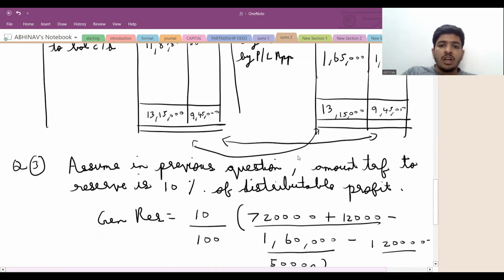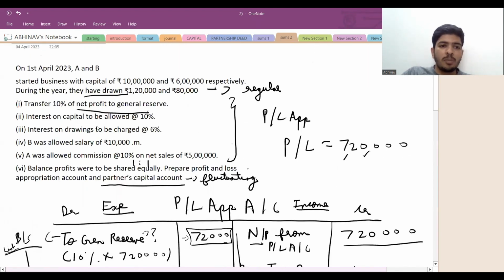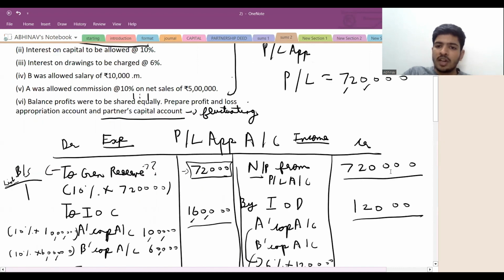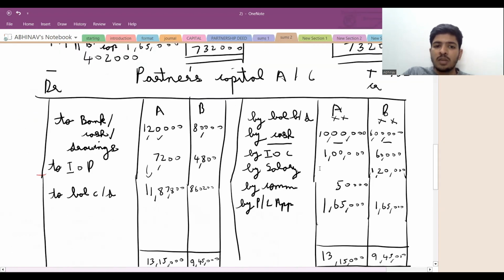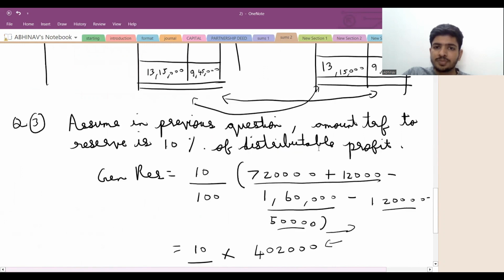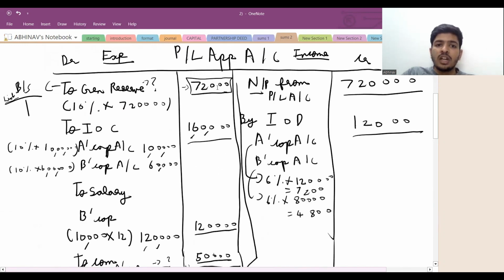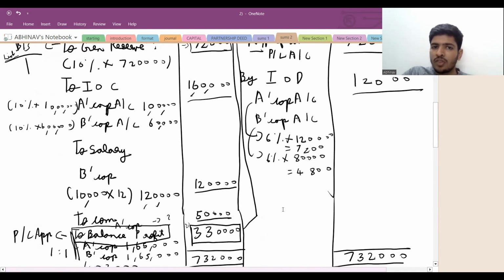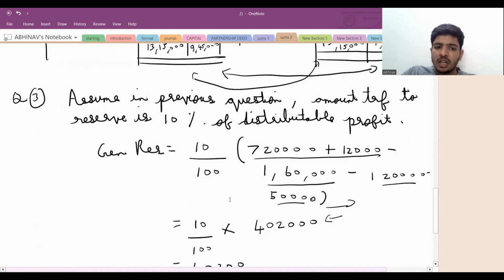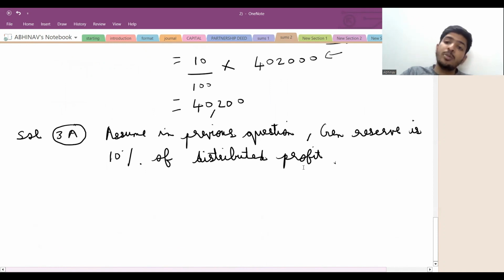Now, first case, it was 10% of net profit. You directly took 10% of 7,20,000. Second case, it was 10% of distributable profit. Since without general reserve, you won't get distributable profit, you added the credit side and you subtracted the known values in the debit side. So you get the remaining distributable profit amount. Then you took 10% of that. Now, third is 10% of distributed profit.